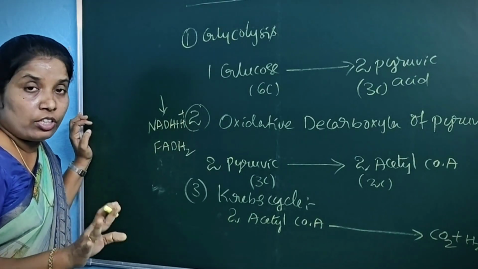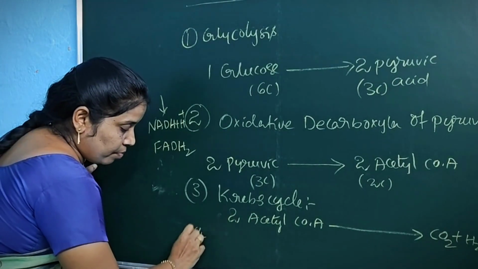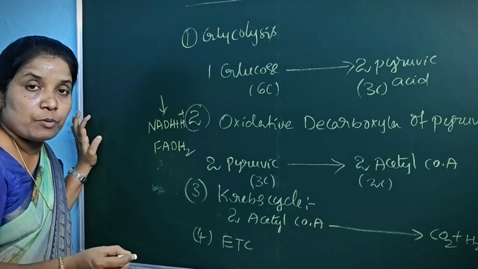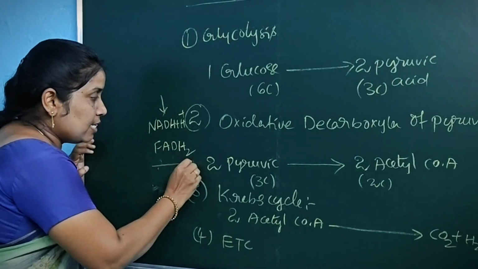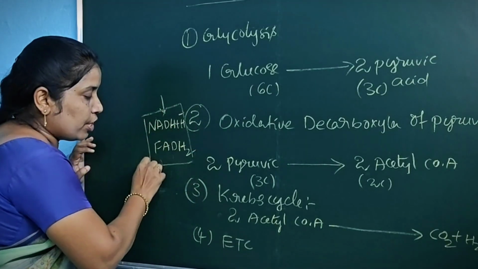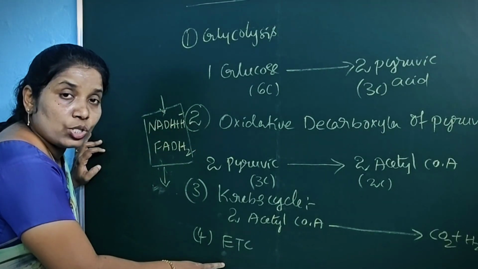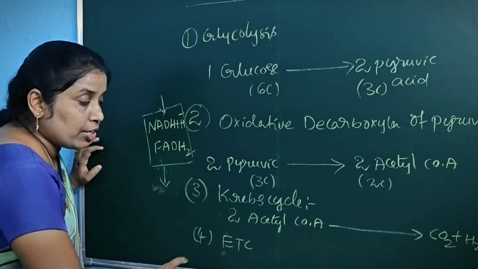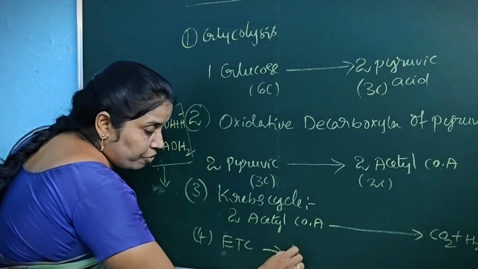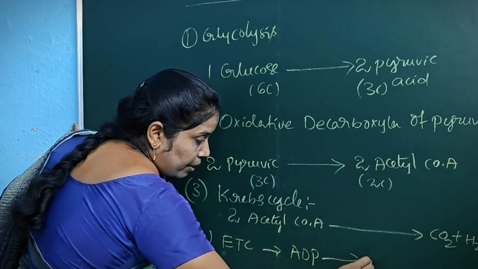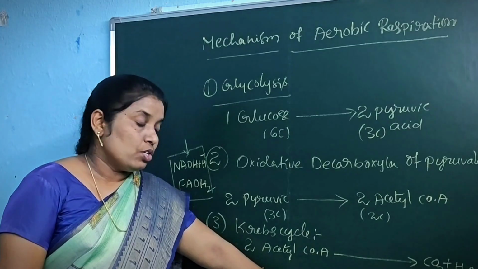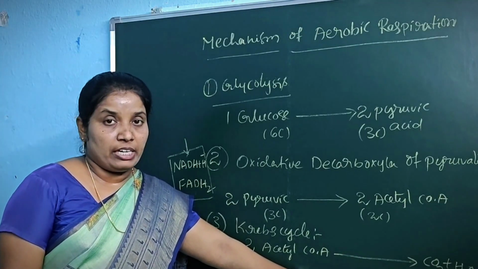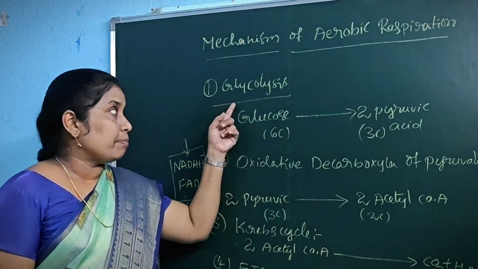Now the fourth step occurs, that is the electron transport chain. In the electron transport chain, these energy molecules pass electrons through the membrane and release energy. That energy is utilized by ADP for the synthesis of ATP. This kind of ATP preparation is called oxidative phosphorylation. Let's see the first step in detail.